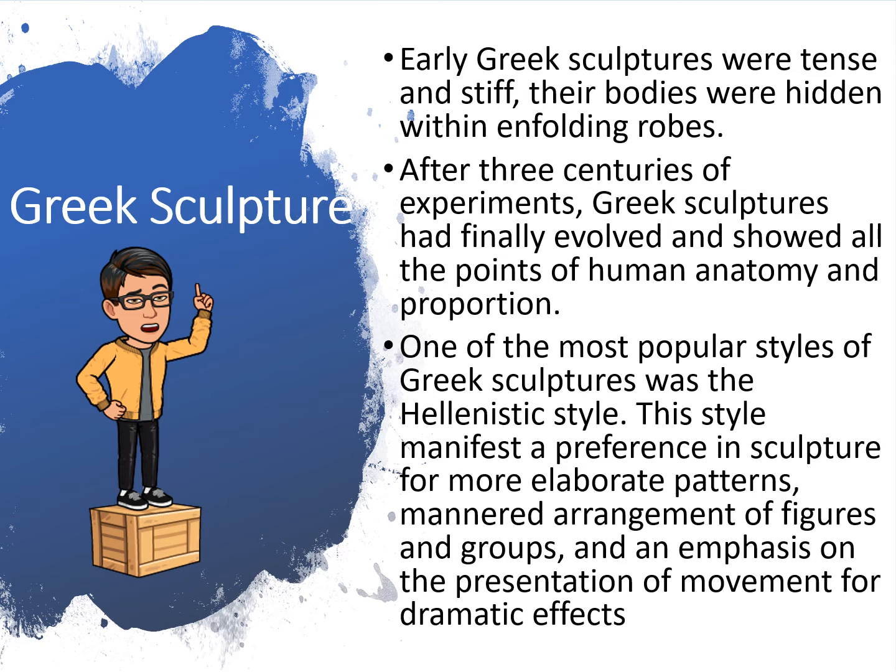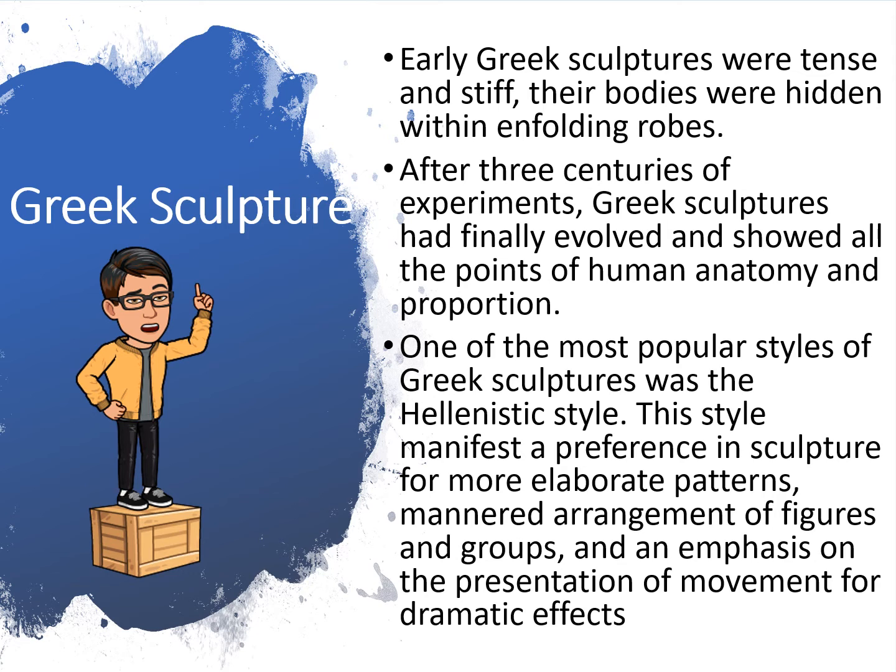tense, or kung titignan natin ay stiff, or matigas, or rough na pag tinignan natin siya. Their bodies were hidden within enfolding robes. So, hindi mo makikita yung natural shape ng katawan. Laging nakadamit, naka-robe, pag nakita niyo ang Greek sculpture.